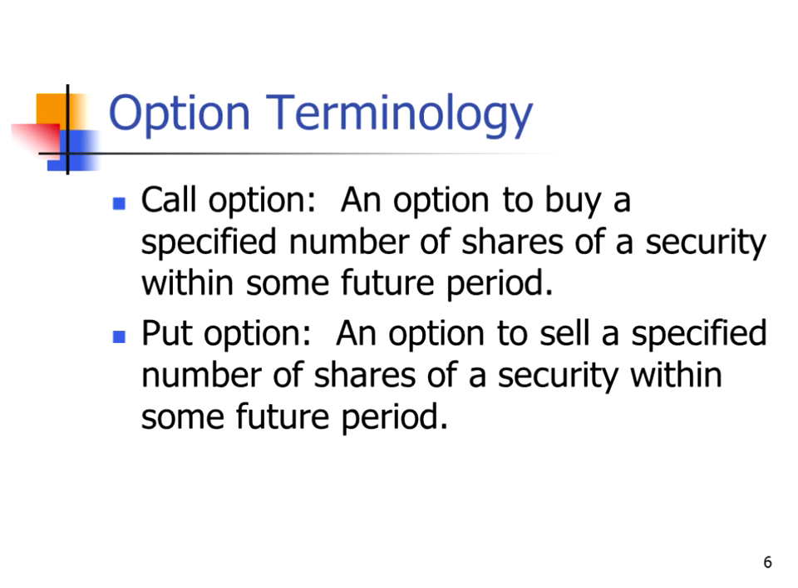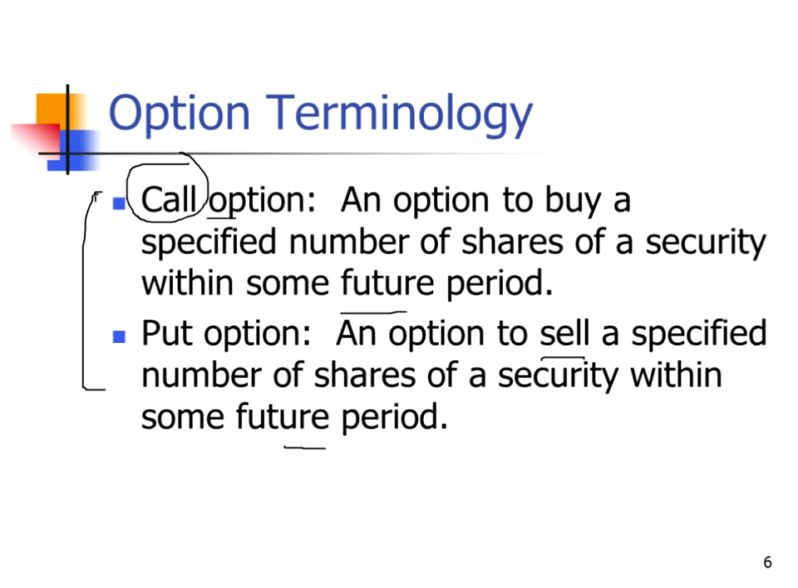Now, some of the terminologies for an option. You can have a call option. This is an option to buy a specified number of shares of security within some future period. That's why it's called call. When you call, you're bringing it in, right? That's buying. Put is to sell. So this would give you the right to sell, but you're not obliged to sell if you don't want to, a specified number of shares of security within some future period.